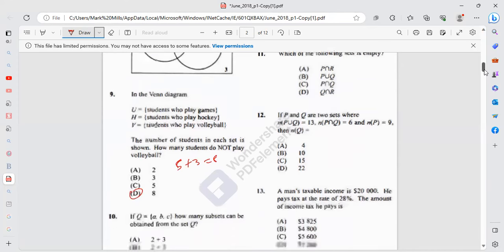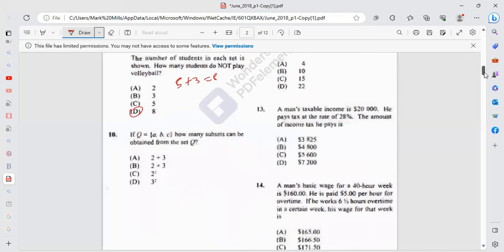All right, we are at number 10. Now, how many subsets can be obtained in this? What's the formula for the number of subsets? Anybody remember? Sir, 2 to the n power. So it'll be 2 to the third, right? So the answer is C. Okay, let's go.